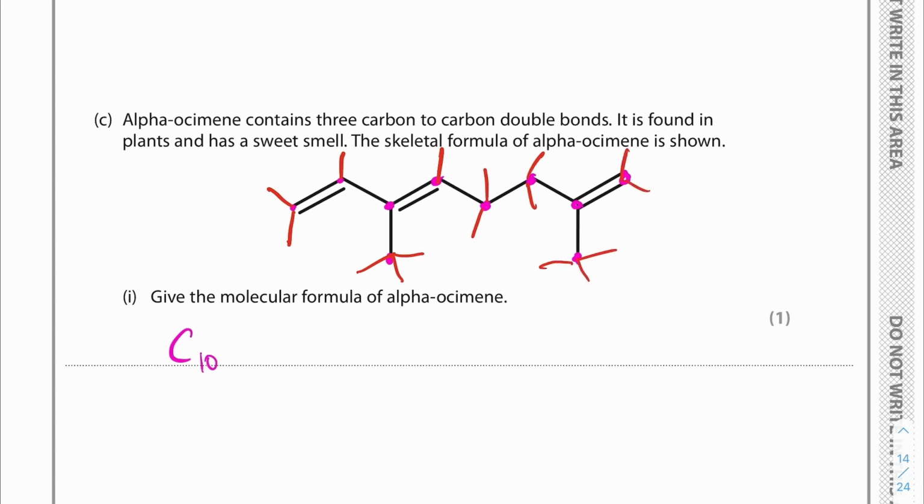So now let's just count them. So we have 1, 2, 3, 4, 5, 6, 7, 8, 9, 10, 11, 12, 13, 14, 15, 16. So molecular formula is H16.